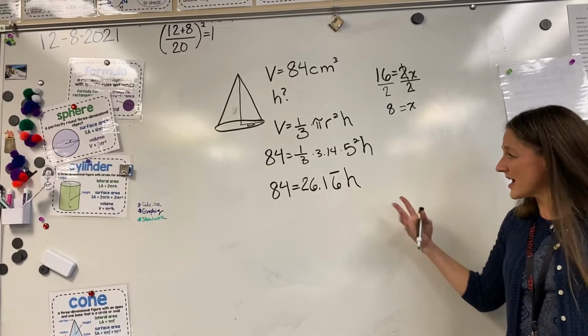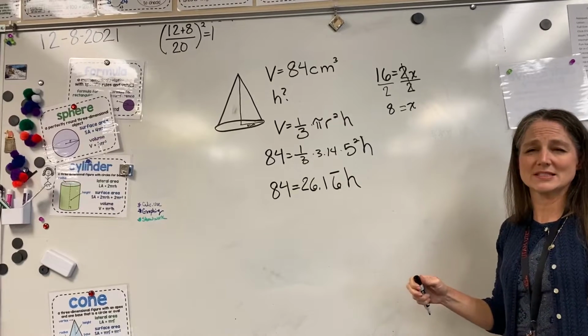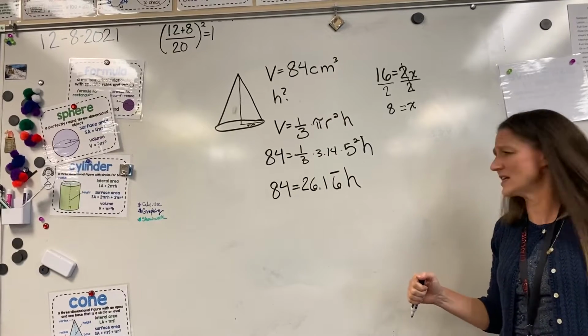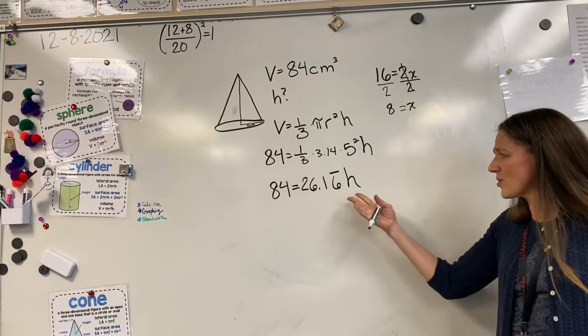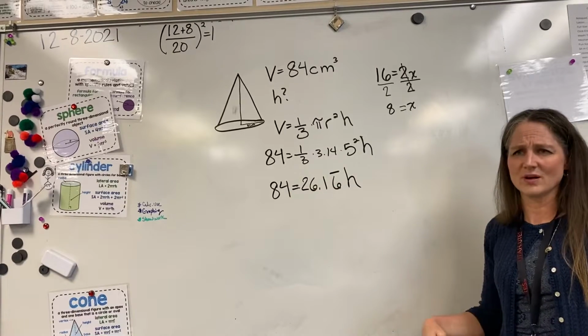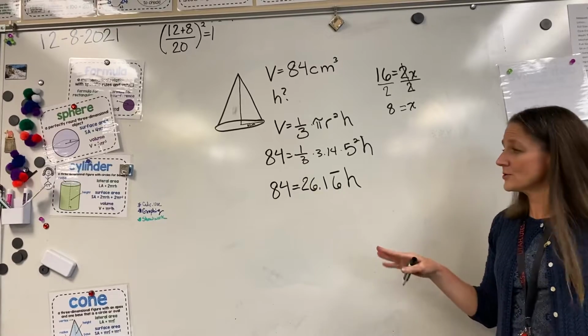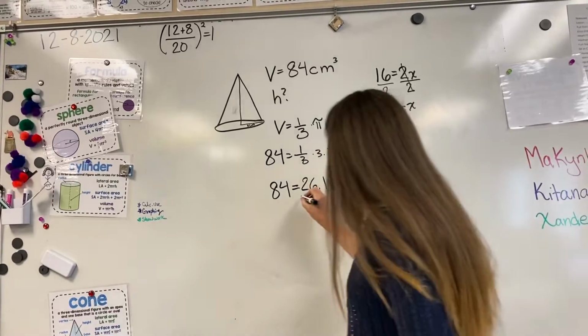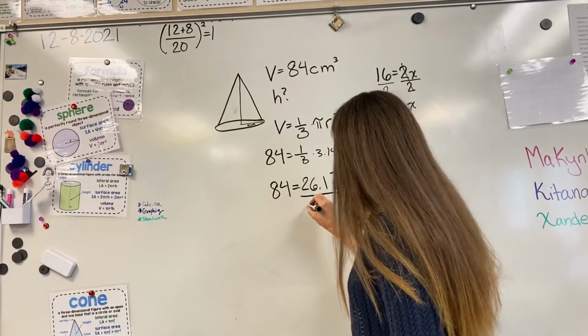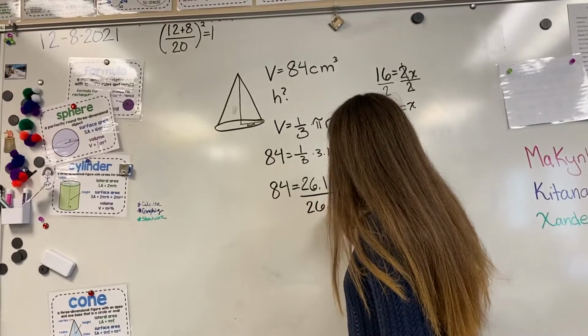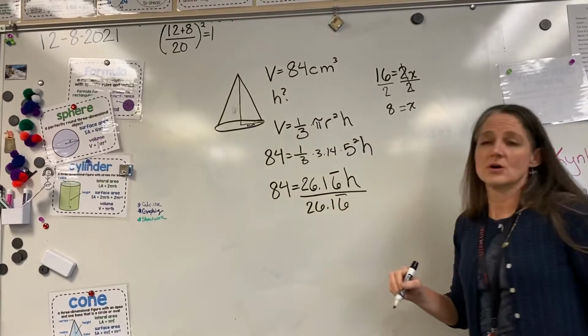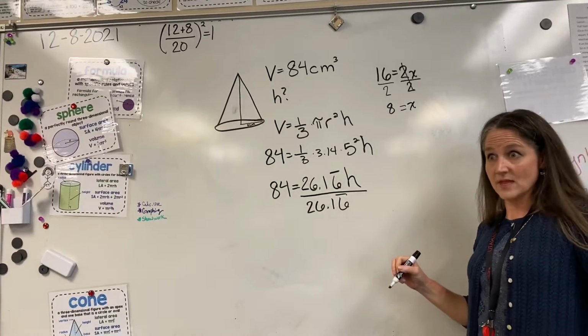I can't look at this. I have no idea what times 2.26.16 to infinity equals. I don't know what multiplied by that equals 84. Do you guys know? I can't do this in my head. So, now I'm going to divide both sides by 26.16. Now, am I just going to type in 0.16 in my calculator and be done with it?